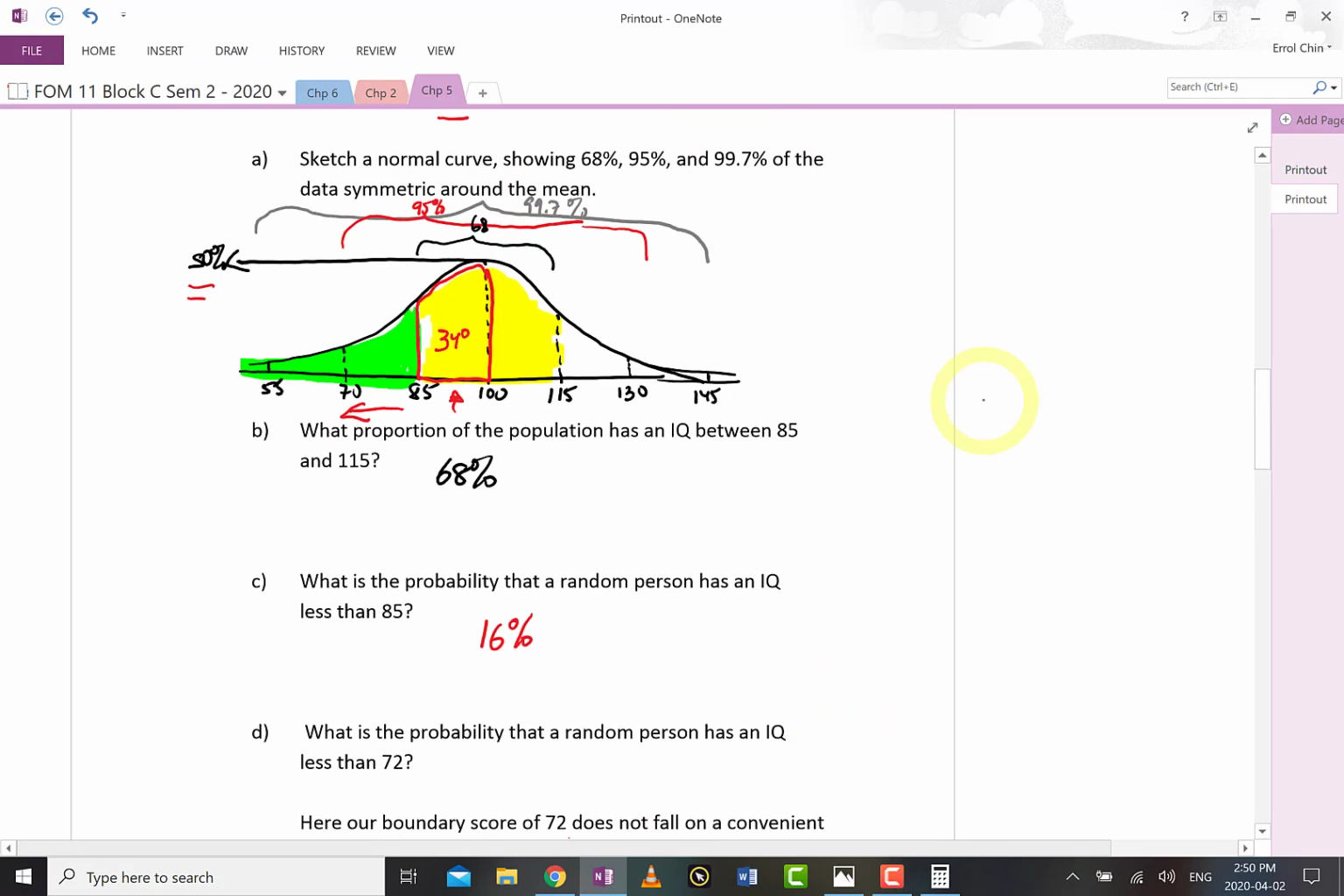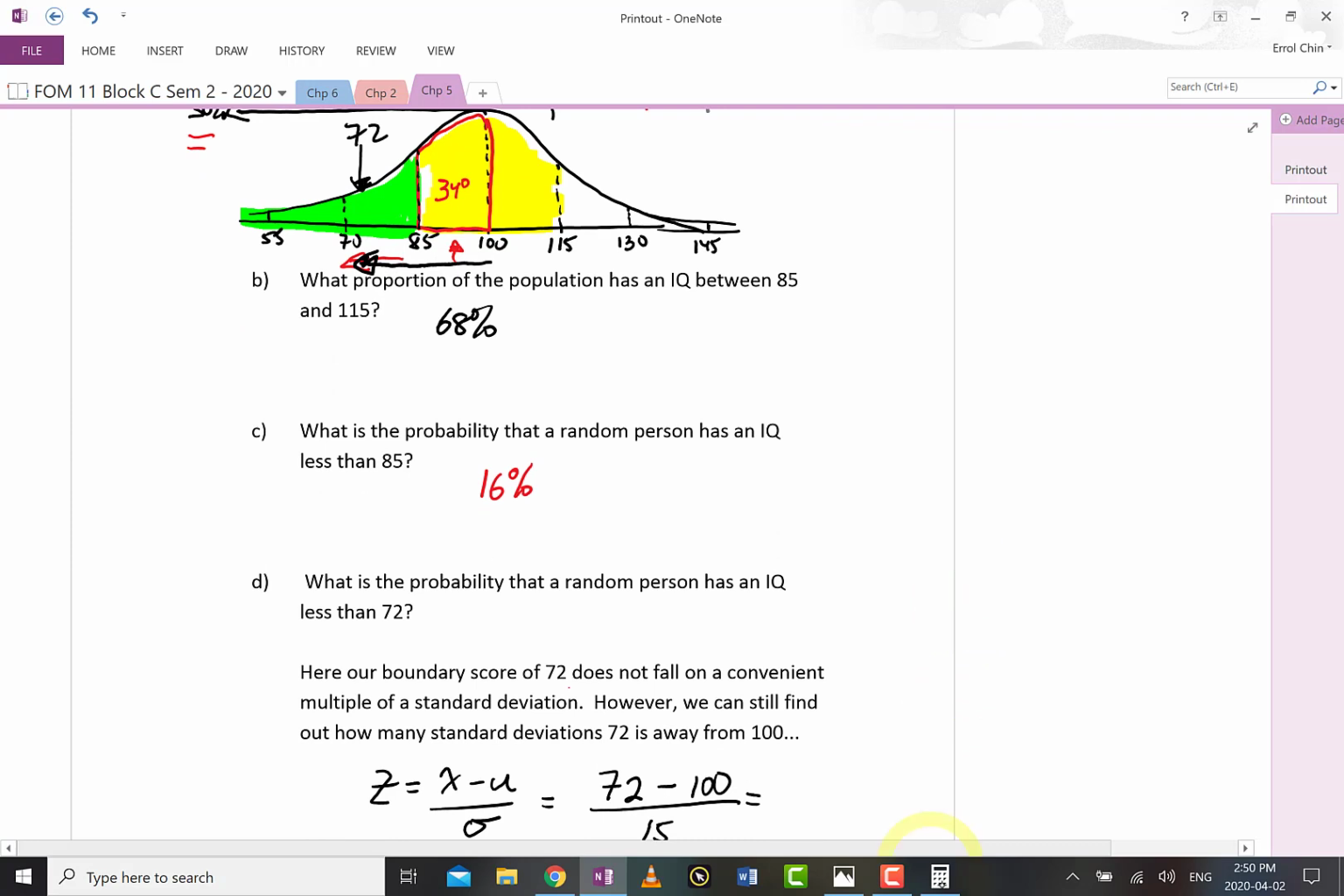Number 72, well, that's somewhere right around here. So it's a little bit more than one standard deviation, but it's definitely less than 2. And what we did was we calculated it. It worked out to negative 1.86 standard deviations.